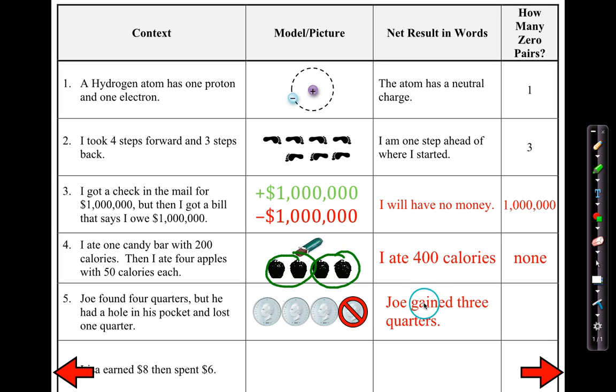That's what he gained. Now, how many zero pairs were there? Well, there was only 1. Why, you might ask? Well, imagine if you lost a quarter, that's a negative, right? And all of these are positive because you gained a quarter. How many zero pairs were there? Well, there's only one zero pair. Positive and negative make a zero, so there was only one.